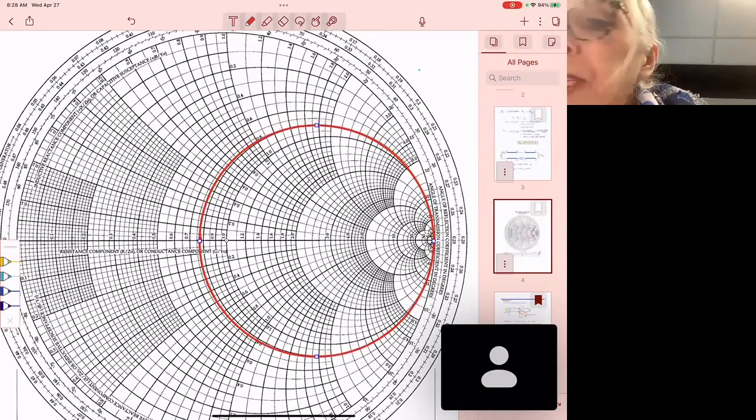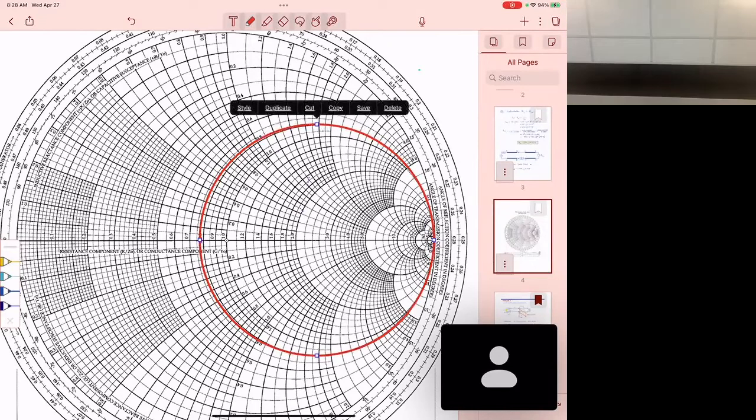Okay, move it a little bit there. It's not exactly right. Yeah, I think it's perfect. The constant resistance circle is the one that goes through this point. All of the points on this circle have the same normalized resistive part. Now, what else do I have to find out?